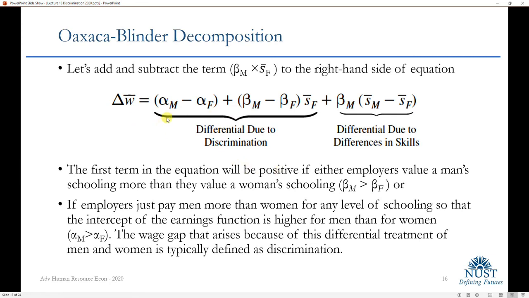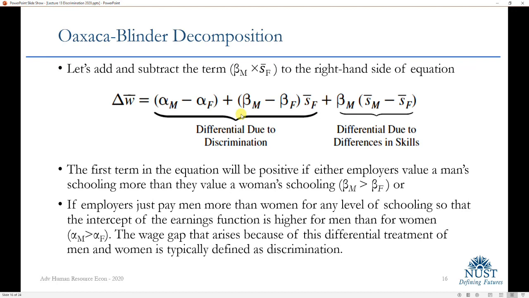Right here, we have the difference between the intercepts. As I mentioned before, if there were 0 skills, then it means that the employee is completely unskilled. And if there is no discrimination between male and female, then this should be 0, right? So for an unskilled male and an unskilled female, the wages should be the same, and the difference should be 0. But if this is non-zero, it means that there is some discrimination going on.